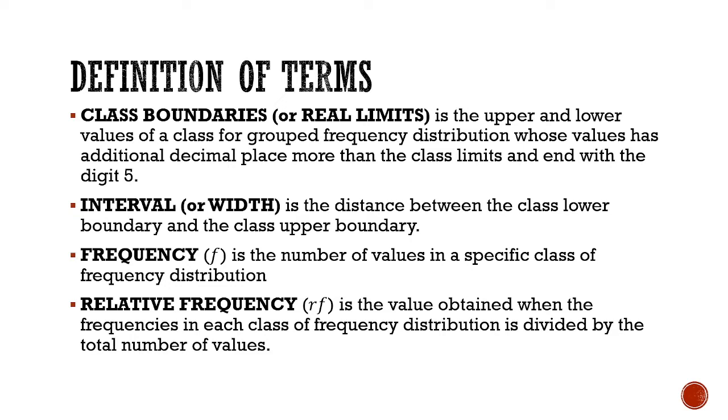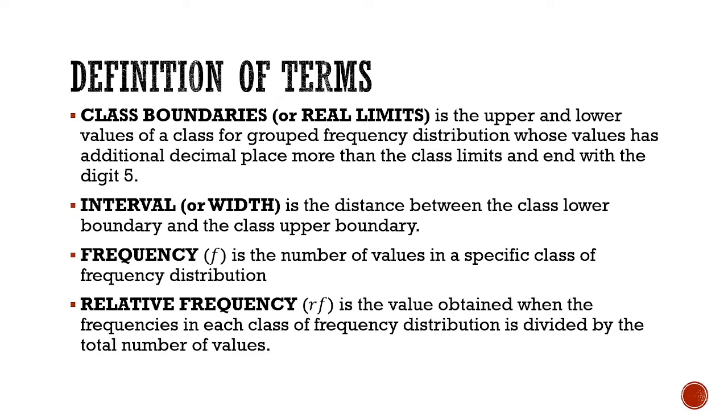Next is we have interval or width. It is the distance between the class lower boundary and the class upper boundary. So that will be involving class boundaries. And also we have frequency, which is the number of values in a specific class of a frequency distribution. By frequency, we mean the number, or the amount, or how many they are.